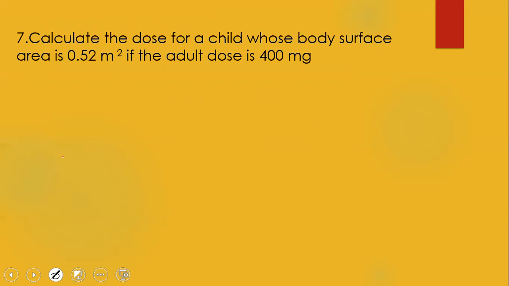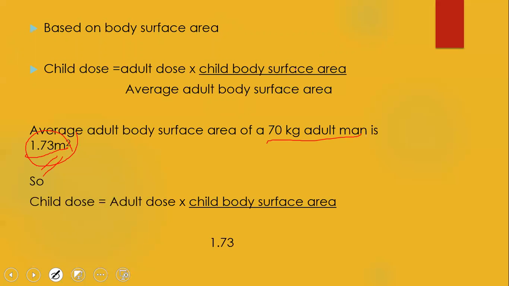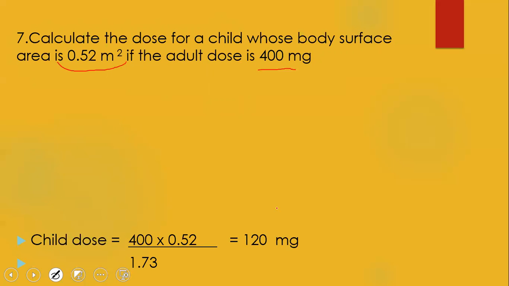Calculate the dose for a child whose body surface area is 0.52 meter square if the adult dose is 400 mg. So our formula is child dose is equal to adult dose into child body surface area divided by 1.73. So 400 is the adult dose, child body surface area is 0.52 divided by 1.73. We will get approximately 120 mg. So the child dose required is 120 mg.